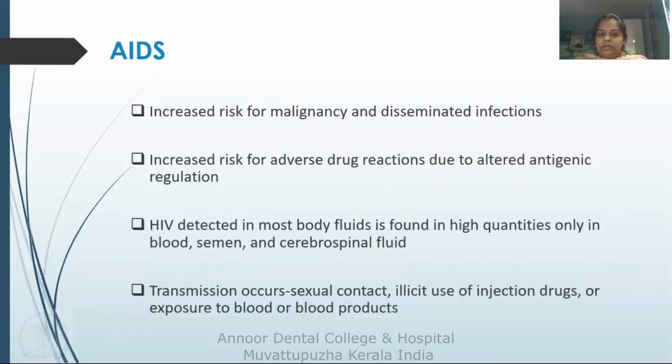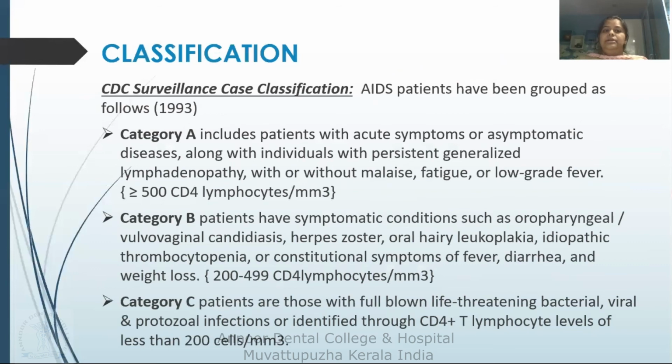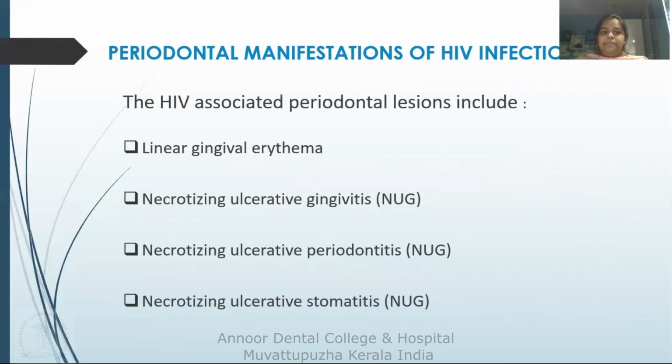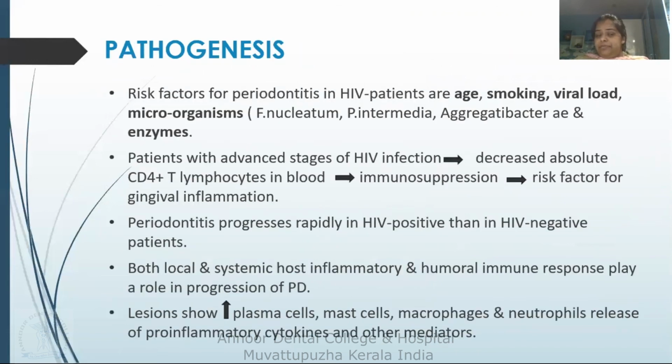First, we talked a little about AIDS. We need to know the classification, how the CDC has classified AIDS patients as category A, B, and C. You need to know the cell count. What are the general agents used in treatment of HIV, HAART, a combination of 4 drugs. What are the periodontal manifestations of HIV infection? We have linear gingival erythema, necrotizing ulcerative gingivitis, necrotizing ulcerative periodontitis, and necrotizing ulcerative stomatitis. You need to know their presentations, clinical features, and their management, and what is the pathology involved in this.